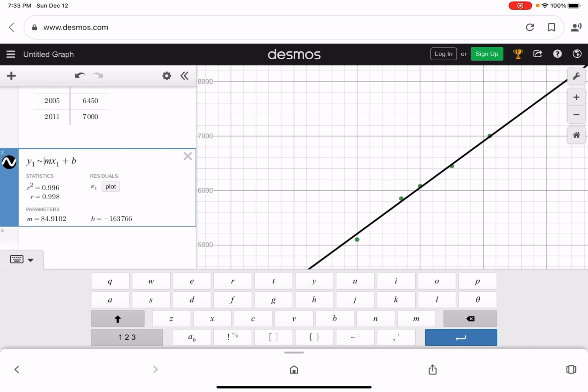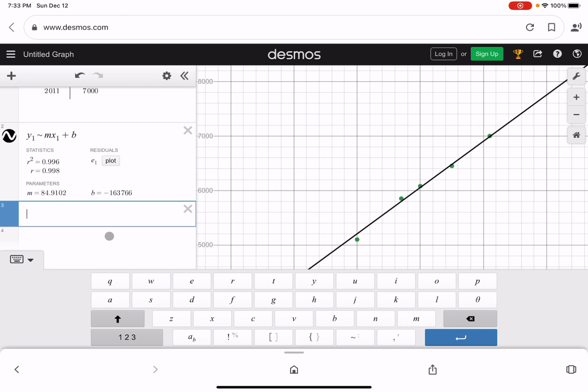So now it's asking for the linear regression equation. So we've already plotted the line, but we don't yet have the linear regression equation explicitly written out. But when you type this out, not only does it give you R, but it also gives you M and B. So here at the bottom it says M equals 84.9102 and B equals negative 163766. So we know that we're going to write our linear regression equation in the form y equals mx plus b.